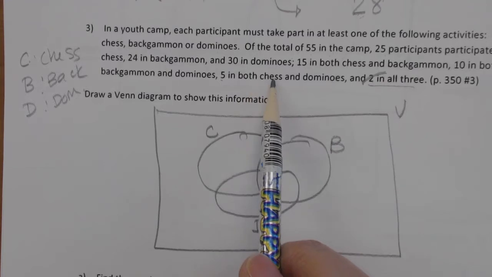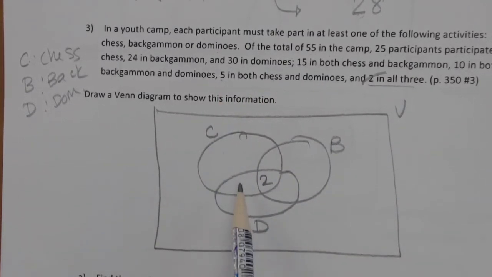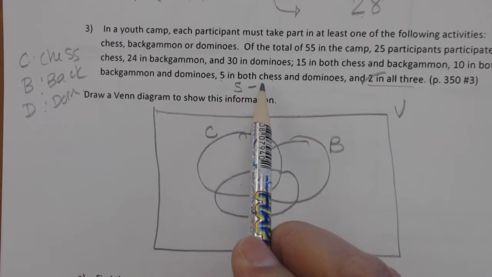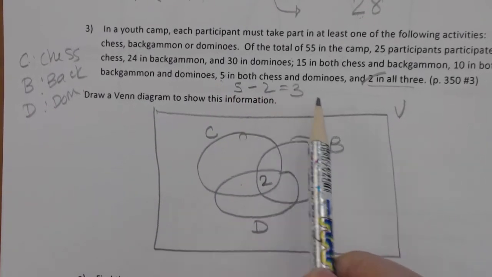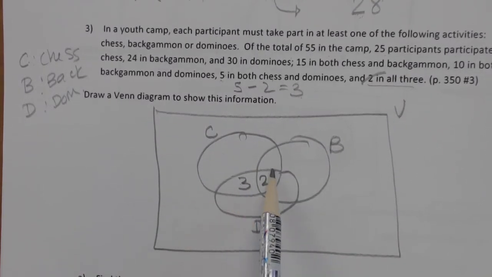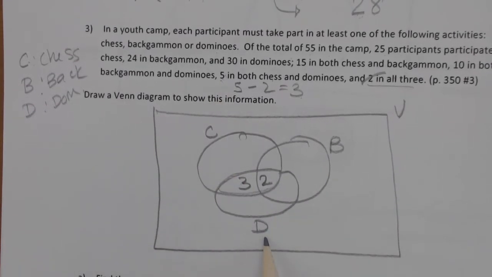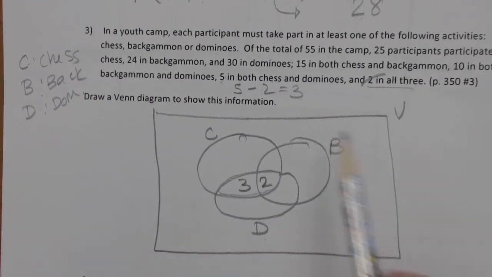5 is in both chess and dominoes. Okay, so let's look. Chess, dominoes. So that's here. However, of those 5, 2 are also taking backgammon. So that leaves 3 in this little spot. So now if I look at this space, 3 plus 2 is 5 in both chess and dominoes. It just split because some of them took all 3. All right, that's out.